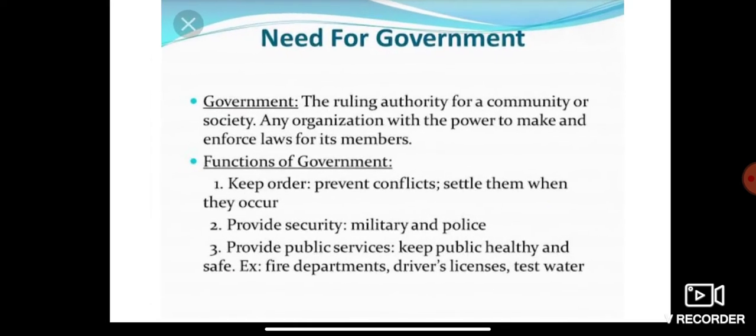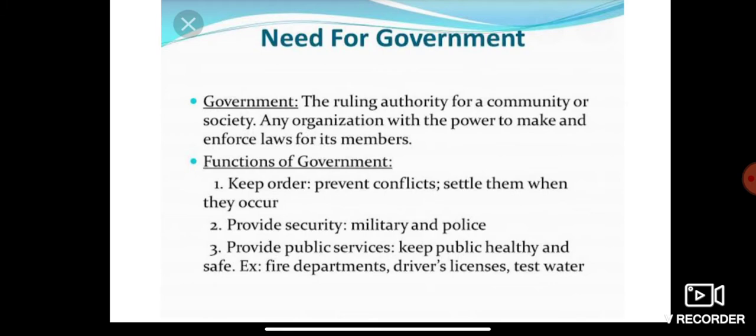Now, why do we need government? For civilized living in society, people need a system of governance. The institution looking after law and order in a society is the government. So who is looking after the people? They are the government. Any institution which is looking after law and order in a society is the government.